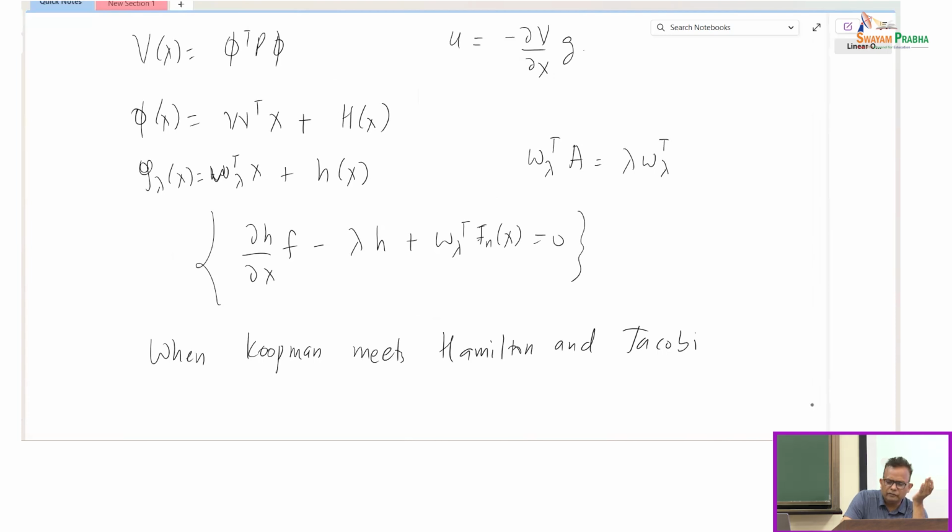You can find it on arXiv. This will come in print in IEEE Transactions, and it tells you the connection between the Koopman theory and the Hamilton-Jacobi solution, which is how do you bypass the model and directly jump to the value function approximation. Okay, so take a look at that.